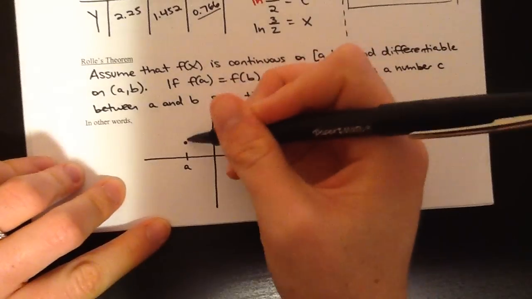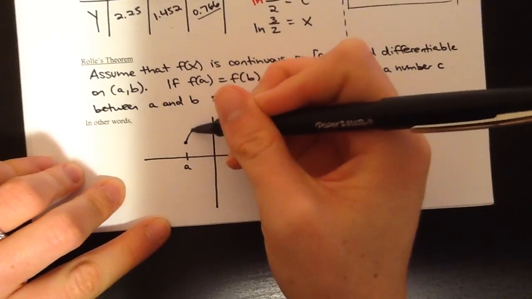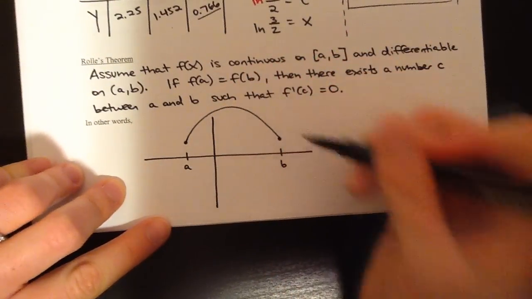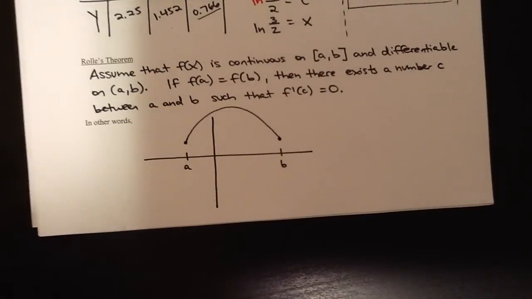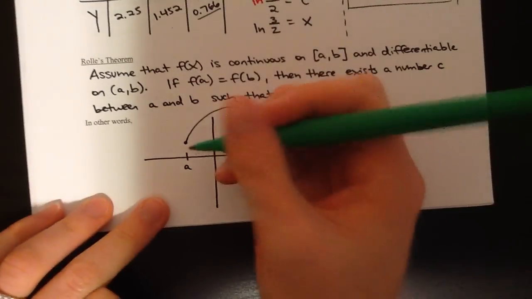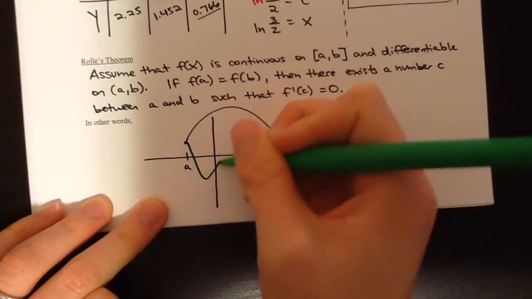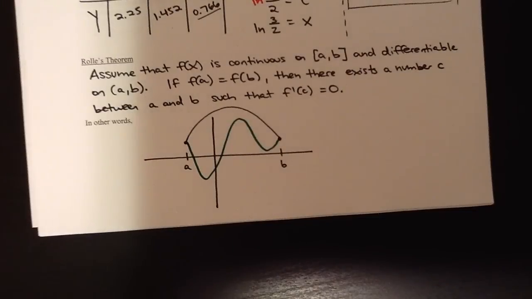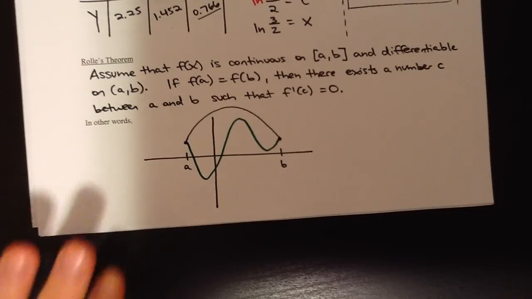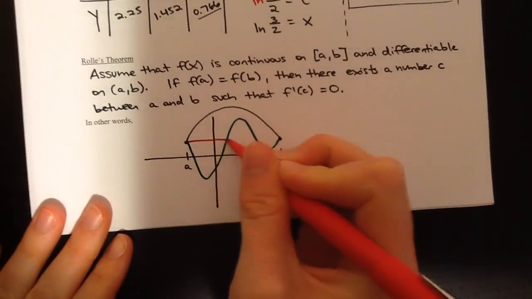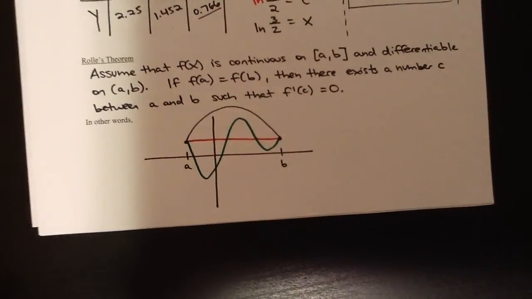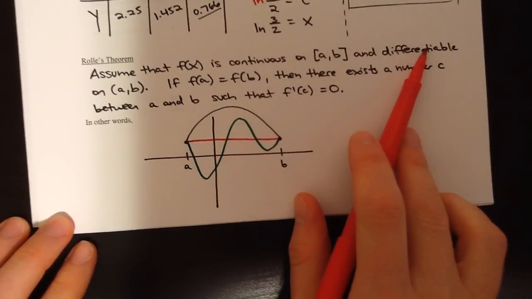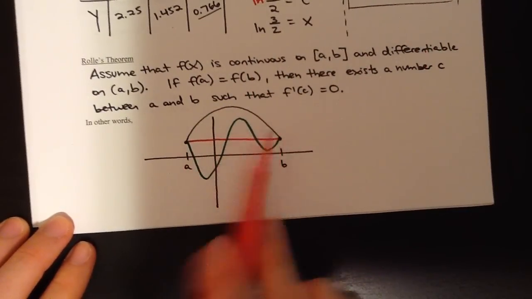Maybe my graph is an upside down parabola, something like that. That's one option. Let me draw a few more on here. I'm going to color code. Let's say that my graph does something like this. That's an option. Let's say at the very easiest case that my graph actually just goes straight from a to b, just like a really boring horizontal line. Okay, so those are three different graphs where my graph is continuous and differentiable and my function values are the same here and here.